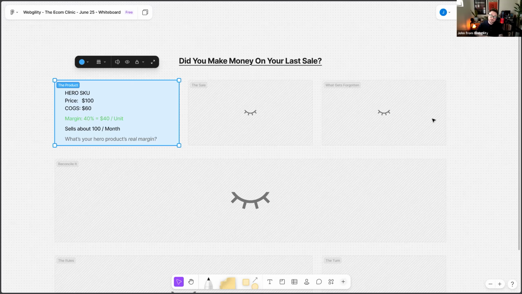So my question to you, to keep in mind as we go through this, would be: what is your hero product's real margin? What's your best product? What's the margin, the actual contribution margin and the margin behind it? Because that will help you understand how this breaks down going forward.